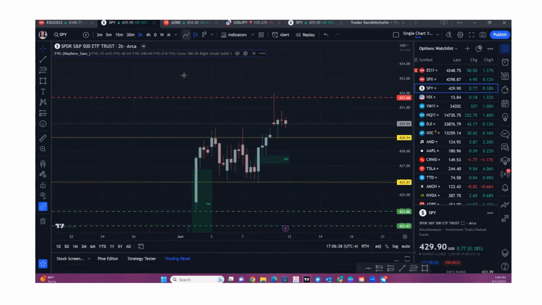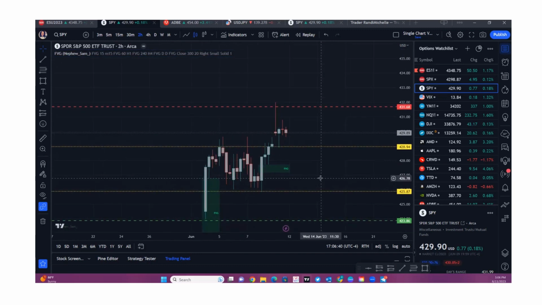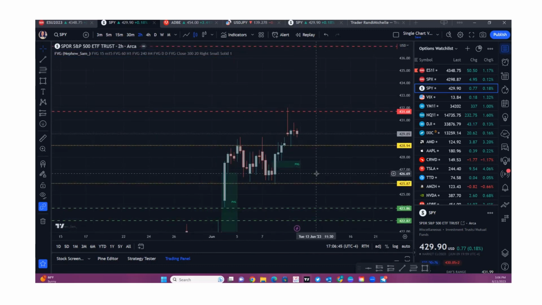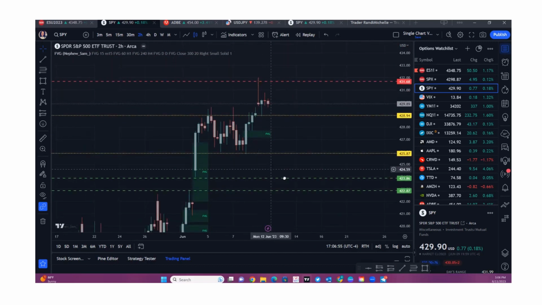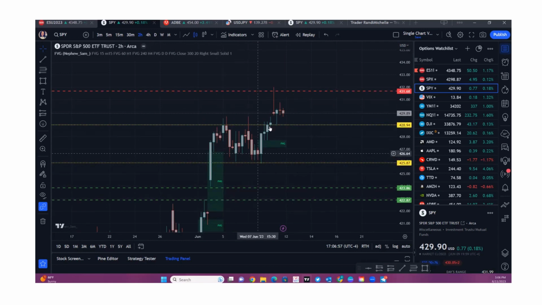All right, so the 2-hour, because I always say my setup is on the 2-hour. Follow my trading plan. If the 2-hour doesn't look bullish, then I don't know what does. Look at that W. Yeah, it's wonky, but it's a W.